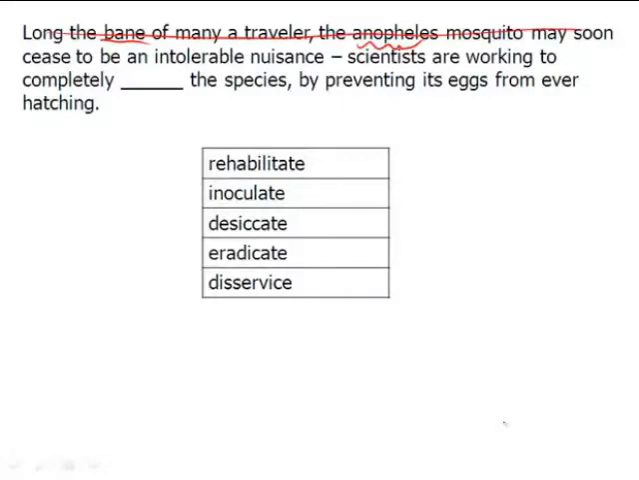We care about the blank. And what's the blank saying? Well, you're blanking the species. You're preventing its eggs from ever hatching. So you're getting rid of the species. You don't have to ignore everything else. Sure, mosquitoes are an intolerable nuisance. We all know that. But what's the blank? Preventing eggs, therefore getting rid of the species.